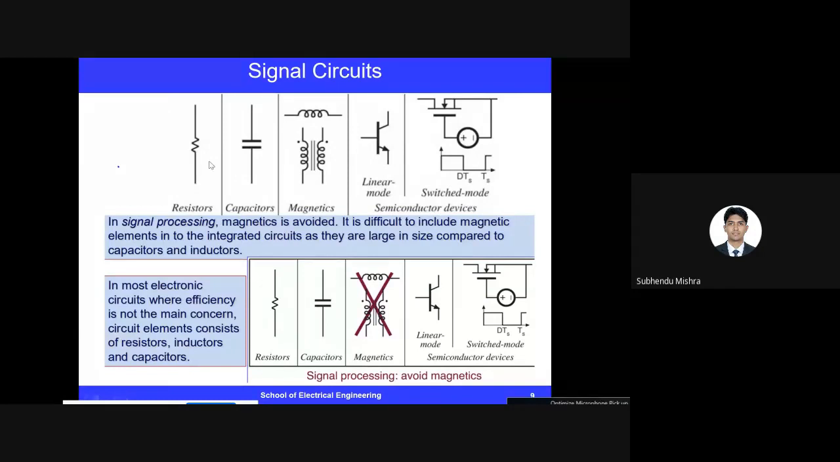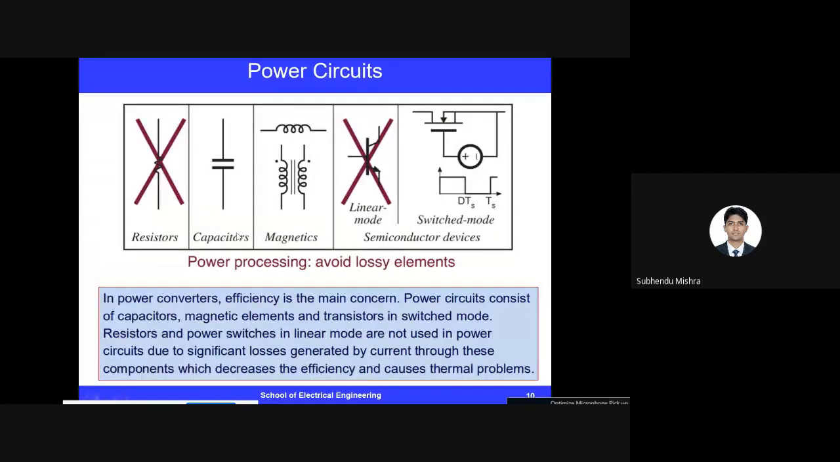In power circuits, the signal current level is much larger. Because of that, you cannot use resistors, and you also cannot use the linear mode or active mode operation of the transistors. In the active (linear) mode, the transistor is just acting as a resistor. That is why you cannot use the linear mode operation of transistors in power circuits.